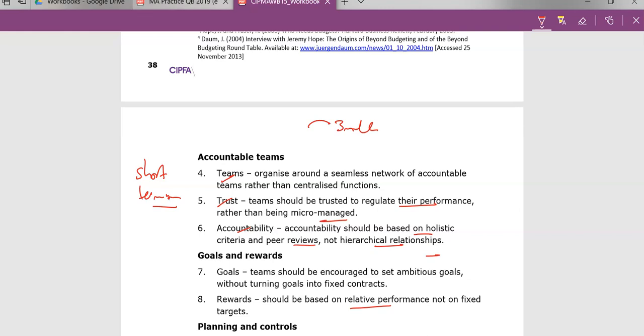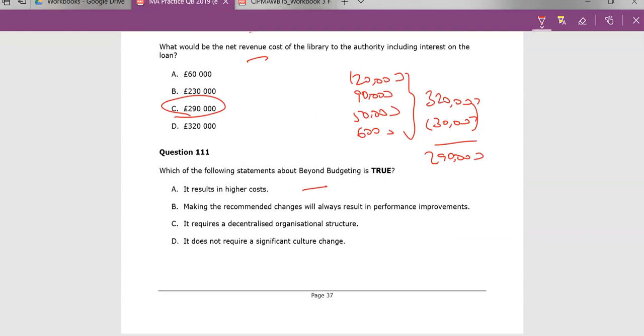So coming back to the question, resulting in higher costs is not technically true. It might do, but it doesn't in the long run. It doesn't really tell us in what run, in what time.